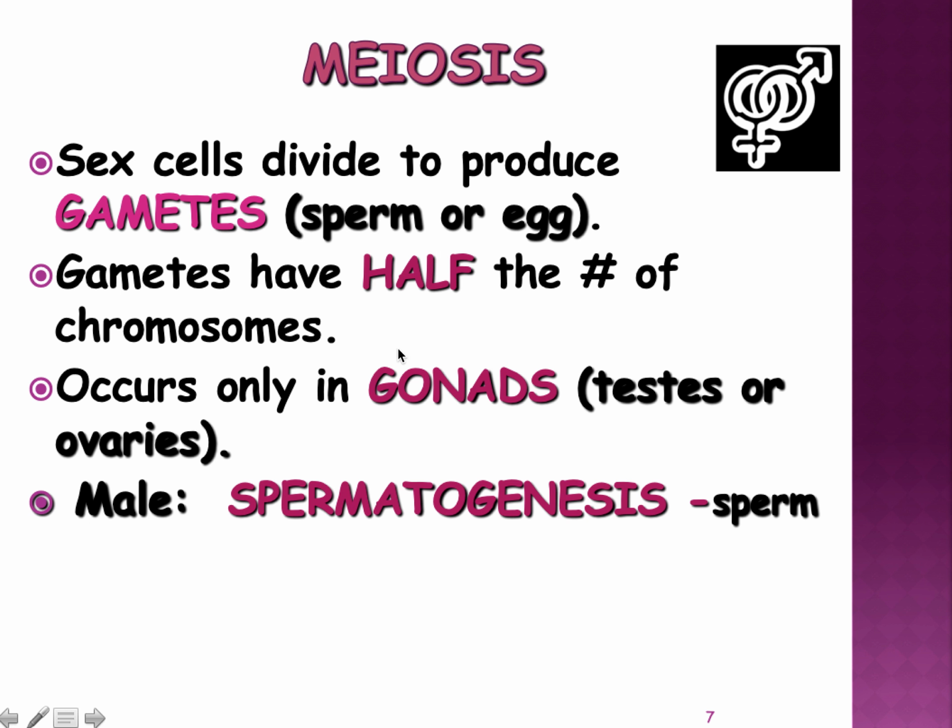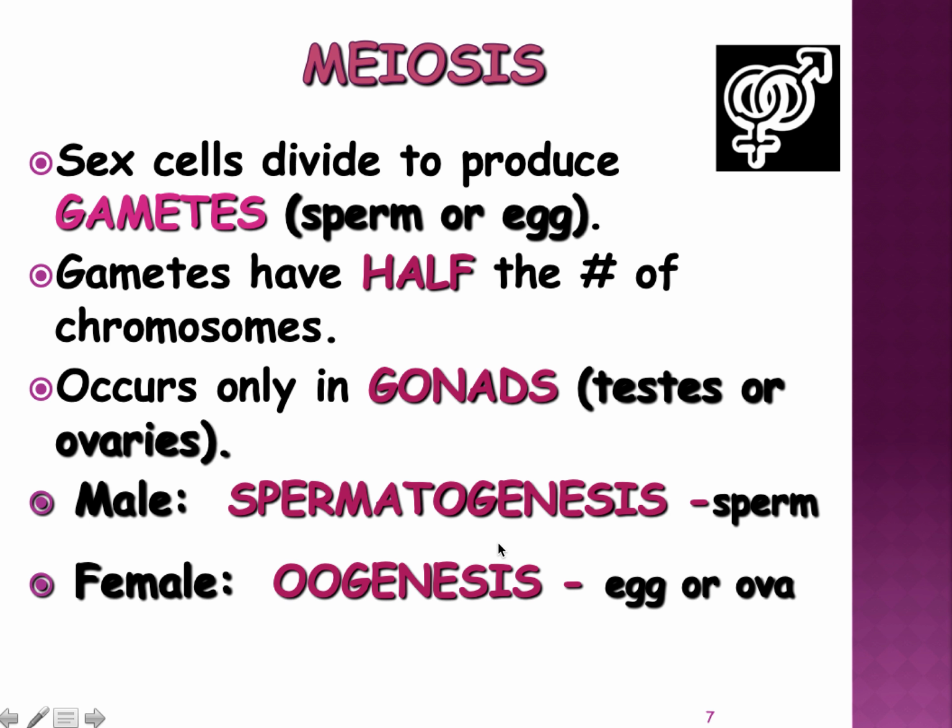That's where we will see testes produce sperm, and ovaries produce eggs. So the term for the production of sperm: genesis means growth, right, or new. So genesis, the growth of new sperm, happens in the testes. The name of the process is called spermatogenesis. In females, it's called oogenesis, and it's the production of an egg or ova. So another word for egg is ova.